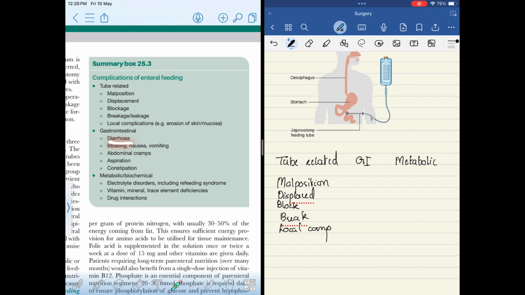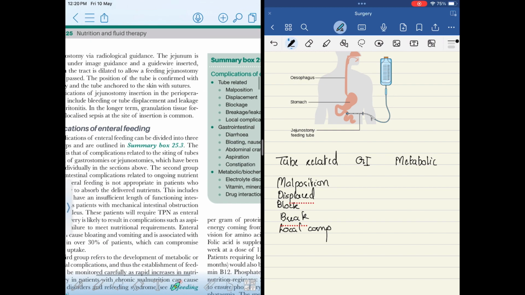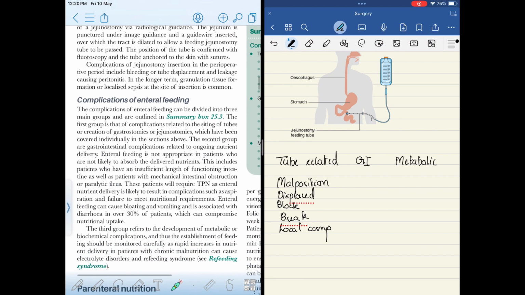In GI, what are the diarrhea can be there? So here you can see it is written that enteral feeding is not appropriate in patients who are not likely to absorb the delivered nutrients. So in patients who have short bowel syndrome, that is the length of the functional intestine is insufficient, they cannot absorb these delivered nutrients. So in patients with short bowel syndrome, mechanical intestinal obstruction, paralytic ileus, they will require TPN.